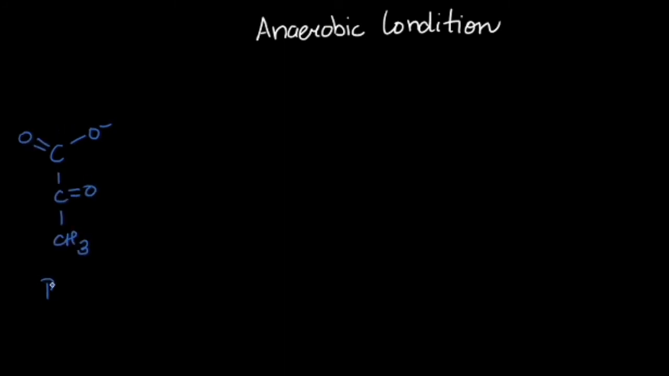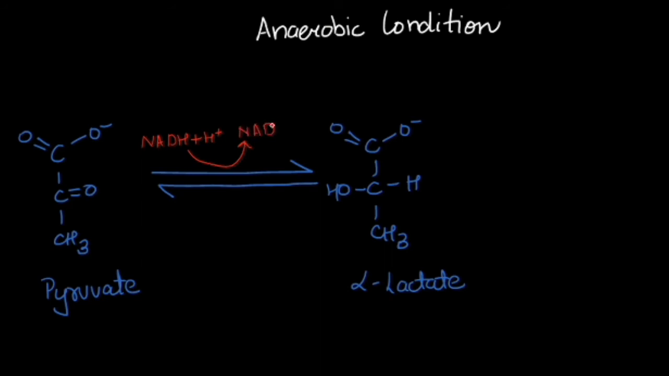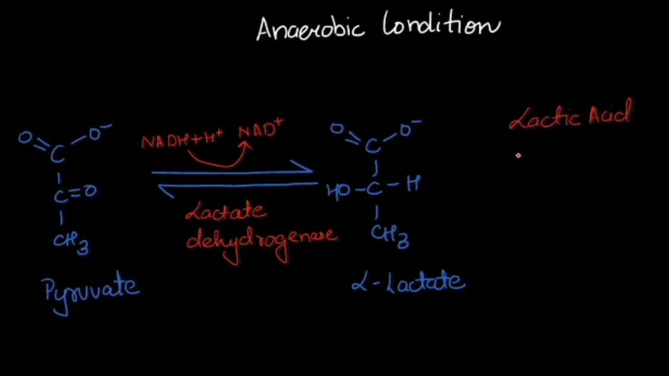Under anaerobic conditions, such as occur in muscles during vigorous exercise or in erythrocytes which lack mitochondria, pyruvate is converted to lactate with the help of an enzyme called lactate dehydrogenase, in which NADH is utilized. This process is also known as lactic acid fermentation.